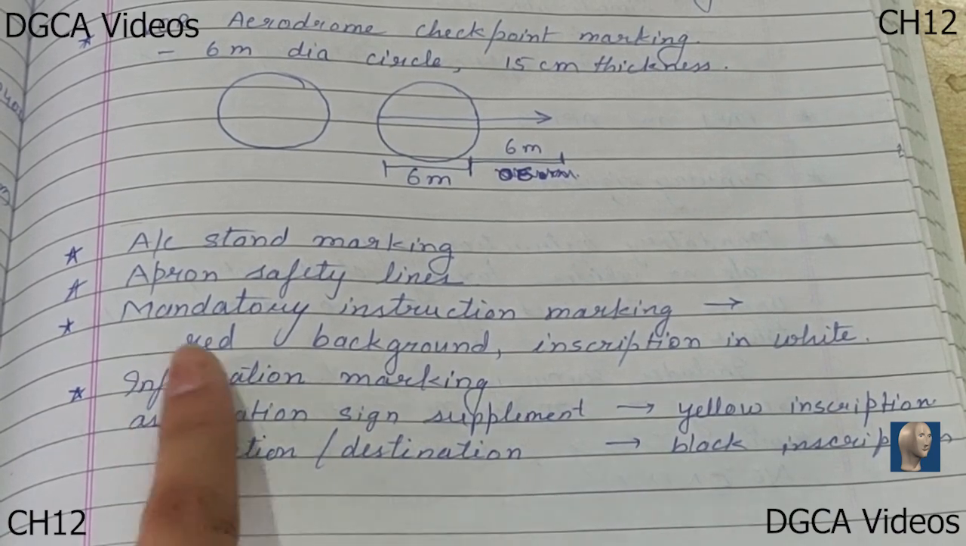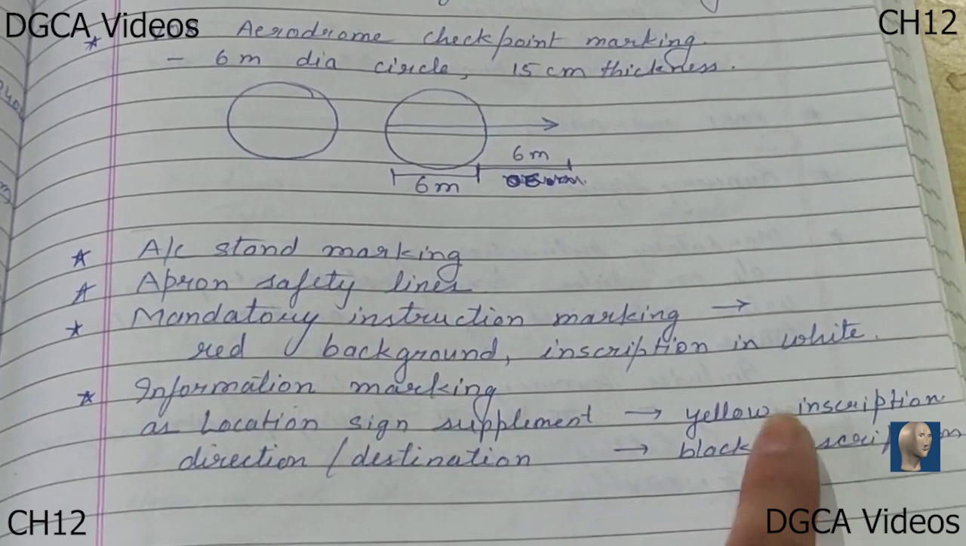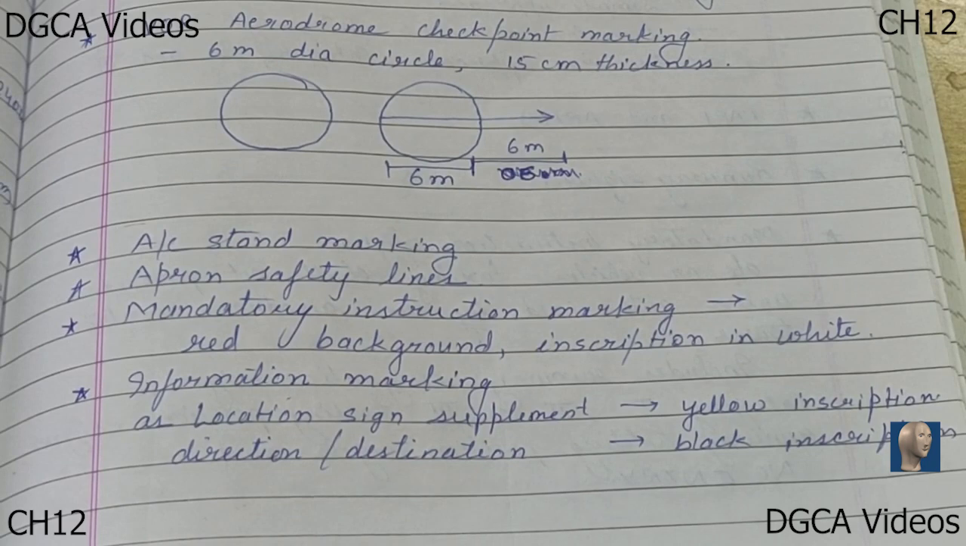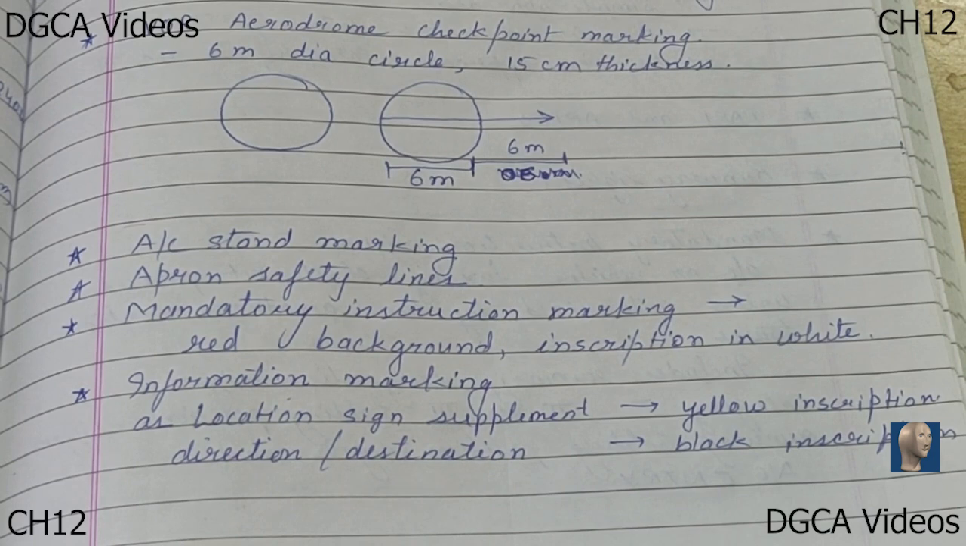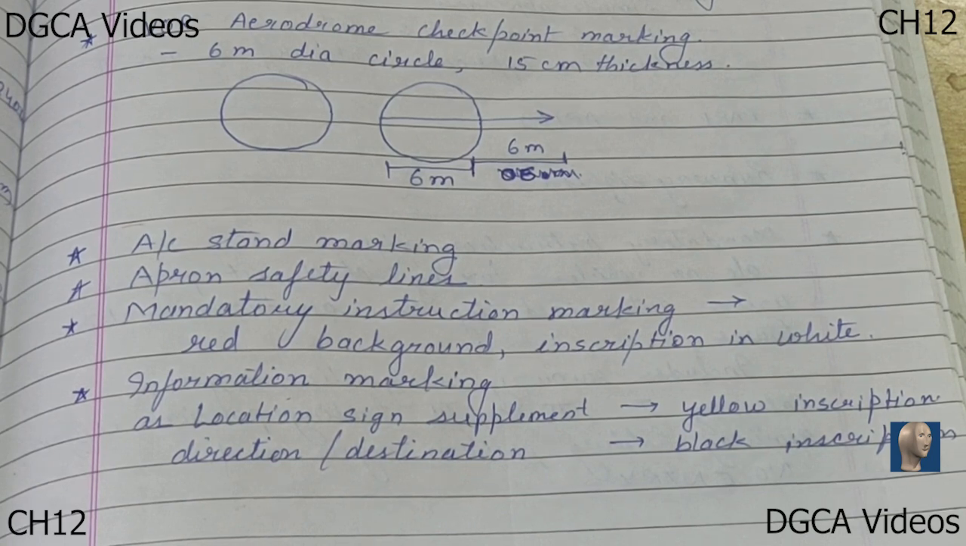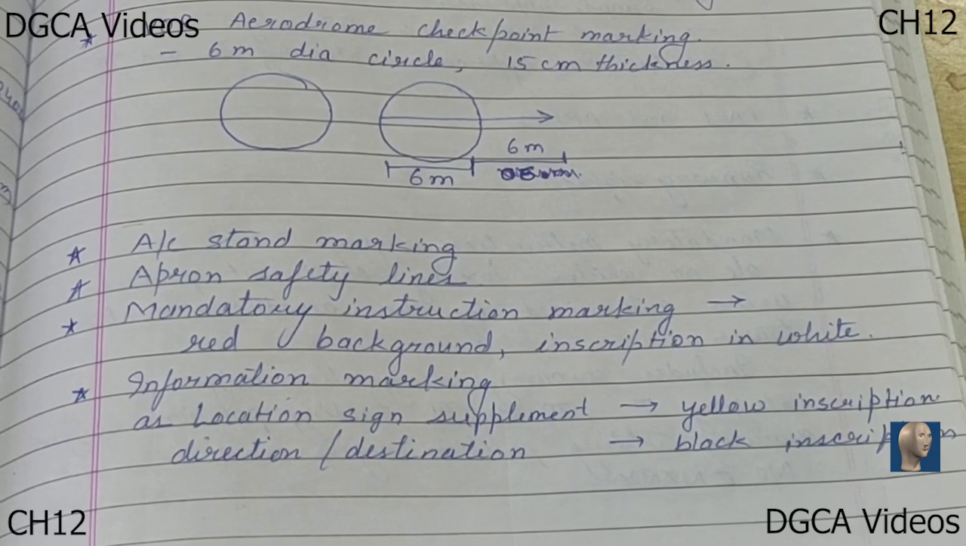So these are done on the red background and the inscription should be on the white. These are provided mandatorily over the surface of the pavement, and it is especially recommended on a taxiway which is exceeding 60 meters in width. The mandatory instruction sign should also be supplemented with the markings. It should be located on the left-hand side of the taxiway center line and taxiway center line marking, and on the holding side of the runway holding position marking.